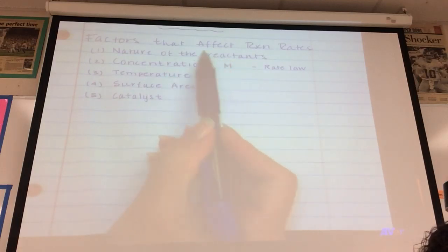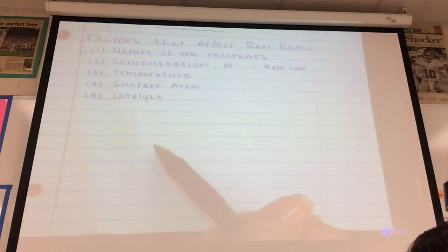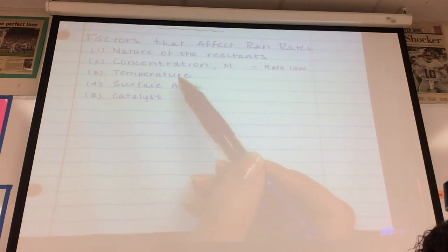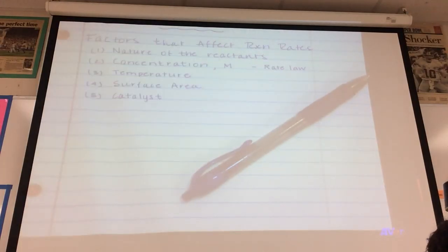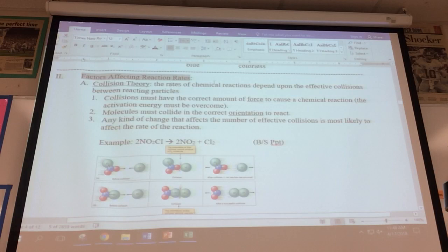Before we talk about any of these factors, we want to understand the collision theory, because the way you explain how these factors affect reaction rate is through the collision theory. So we're going to take a look at that. In regard to the collision theory, you will see that reaction rates will depend on effective or successful collisions between particles that react. Two things must occur in order for a collision to be successful or effective.